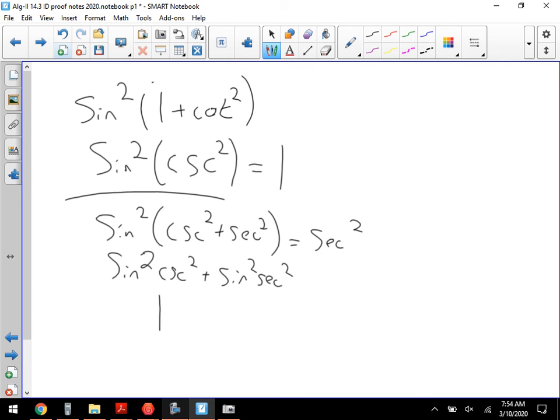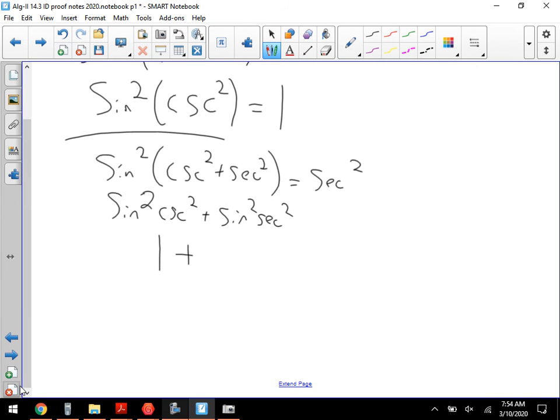All right. Secant is the reciprocal of cosine. So secant squared is 1 over cosine squared. So you get 1 plus sine squared over cosine squared, which is 1 plus tangent squared, otherwise known as secant squared.